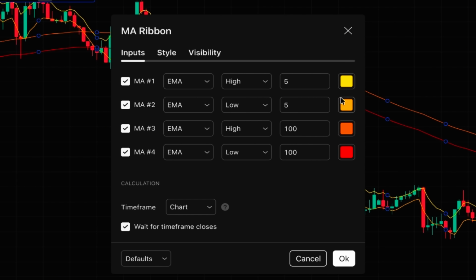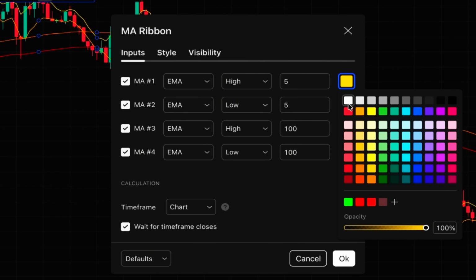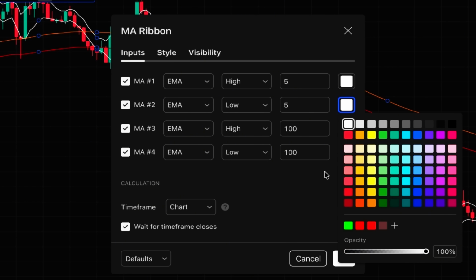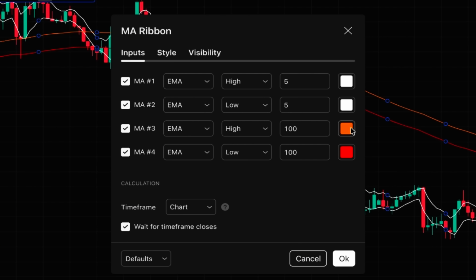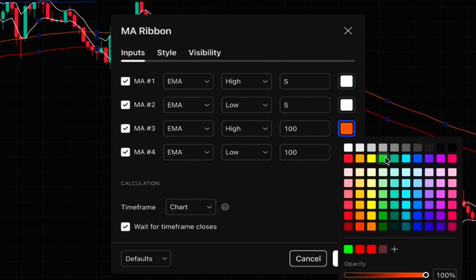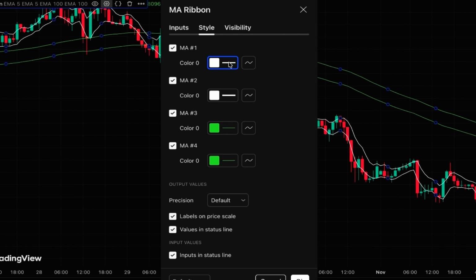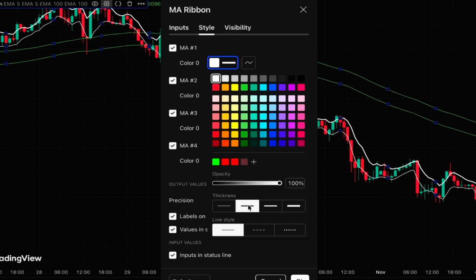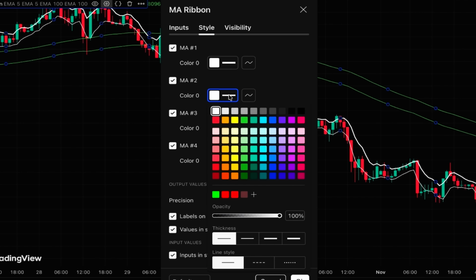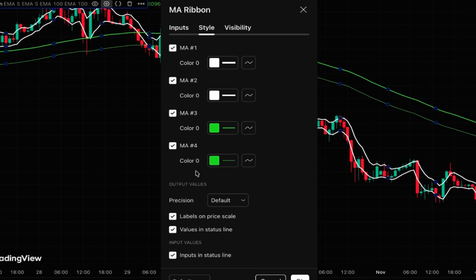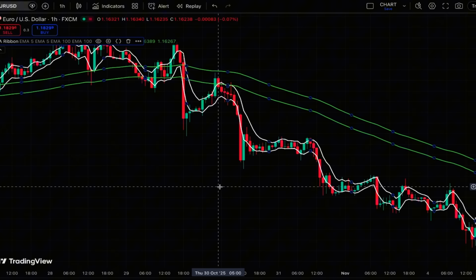We need to change their colors for better tracking them on the price chart. For the EMAs with length of 5, we set the color to white. And for the EMAs with length of 100, we set the color to green. And finally, we go to the style tab and we increase the thickness of the moving average lines so they will be better visible on the price chart. Alright, we're done with the settings of these 4 exponential moving averages, and now we need to add another EMA.